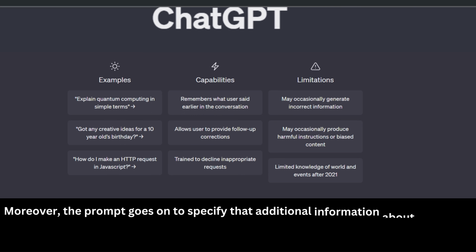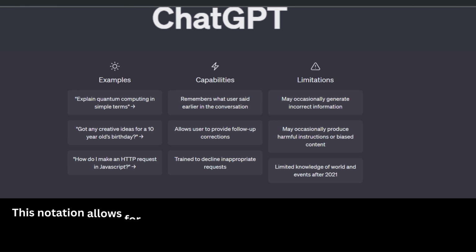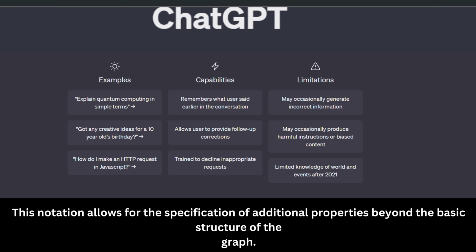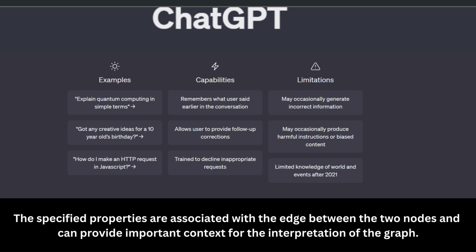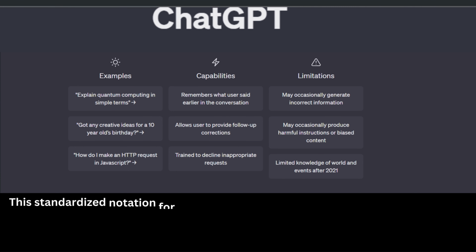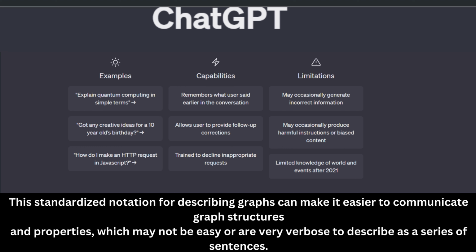Moreover, the prompt goes on to specify that additional information about the edges, such as a weight or label, can be provided using the syntax W, 2, Z, 3. This notation allows for the specification of additional properties beyond the basic structure of the graph. The specified properties are associated with the edge between the two nodes and can provide important context for the interpretation of the graph. This standardized notation for describing graphs can make it easier to communicate graph structures and properties, which may not be easy or are very verbose to describe as a series of sentences.